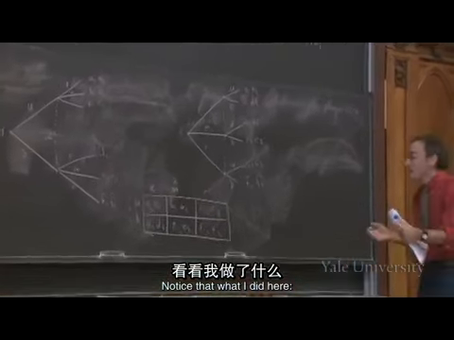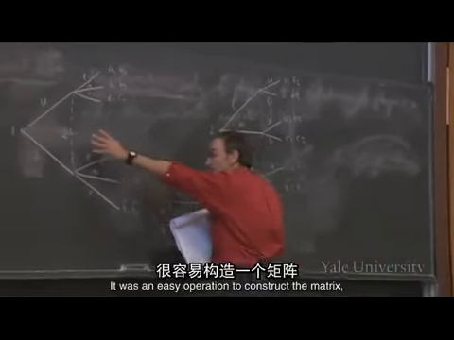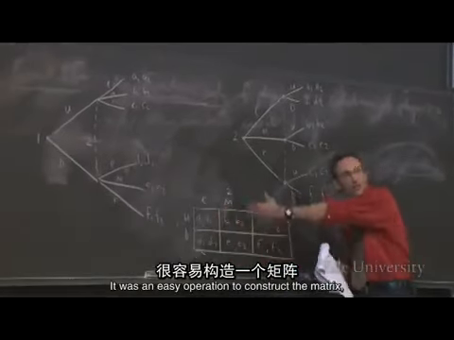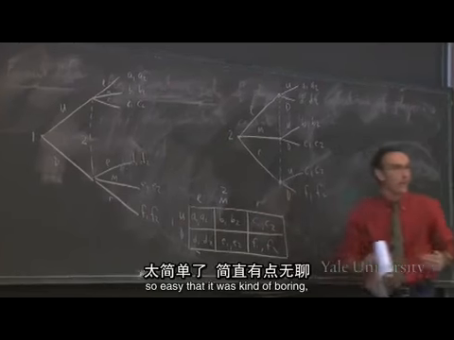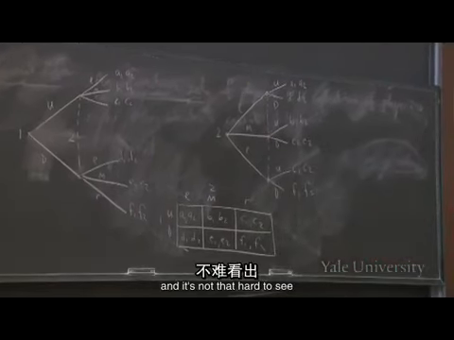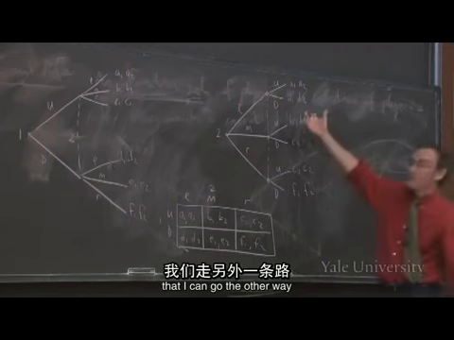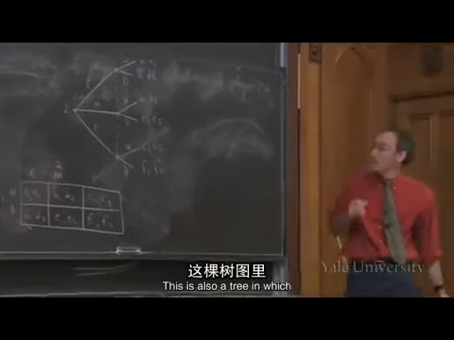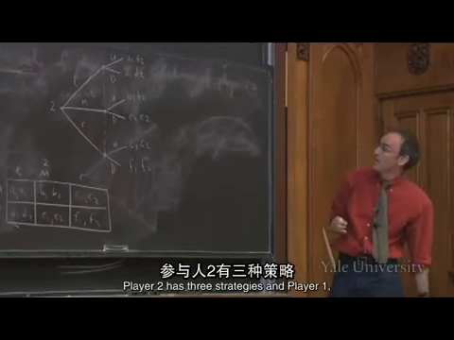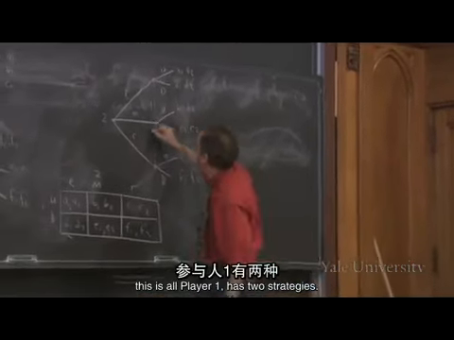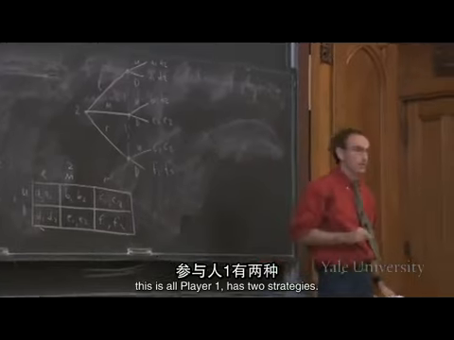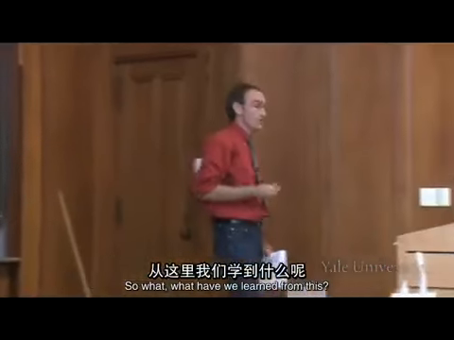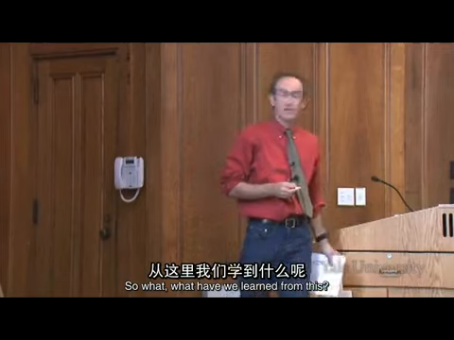And notice that what I did here, I started from this tree. It was an easy operation to construct the matrix, so easy that it was kind of boring. And it's not that hard to see that I can go the other way and construct this other tree from the matrix. This is also a tree in which player 2 has 3 strategies, and player 1 has 2 strategies. All right, so what? Well, what do we learn from this?